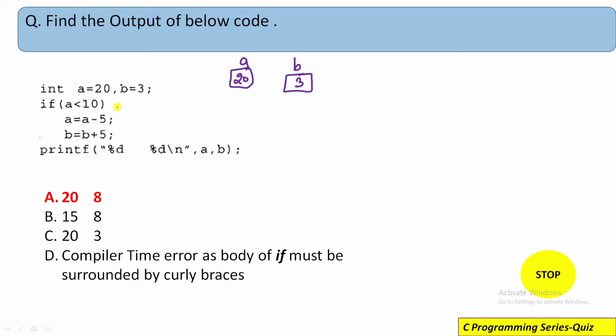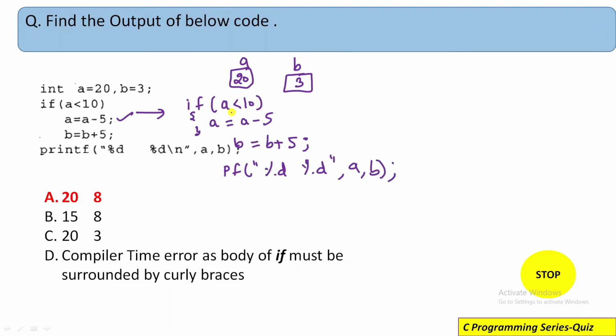One concept that you have to know is that if we are not putting any curly braces after if, then only the first statement after the if is considered inside the body of the if. That means this code is somewhat similar to this. Here you can see inside the if we have only a equals a minus 5. That means if this condition a less than 10 is true, then only this statement will be executed. After that we come out, and b equals b plus 5 is outside the body of the if. Now here you can see a is 20, b is 3.